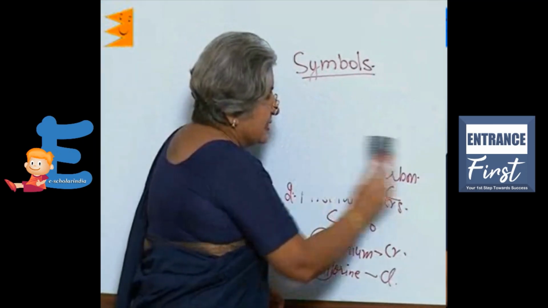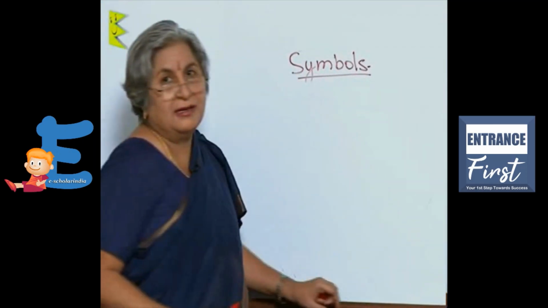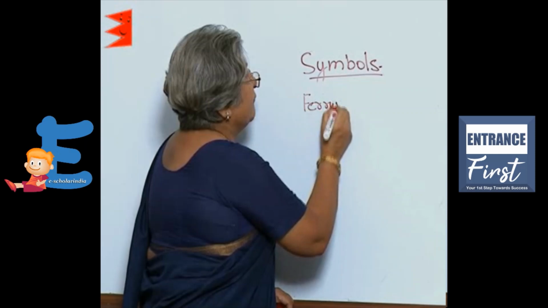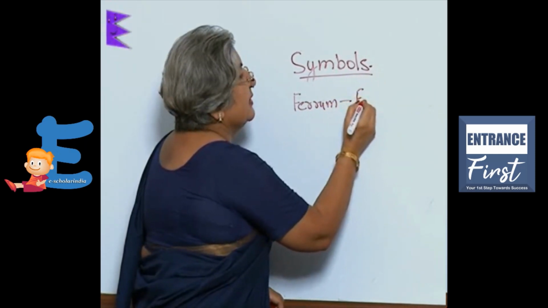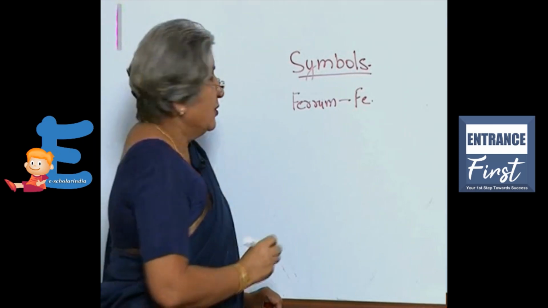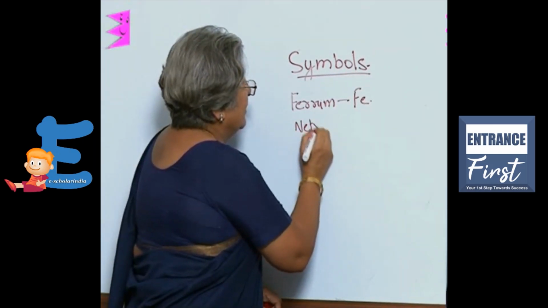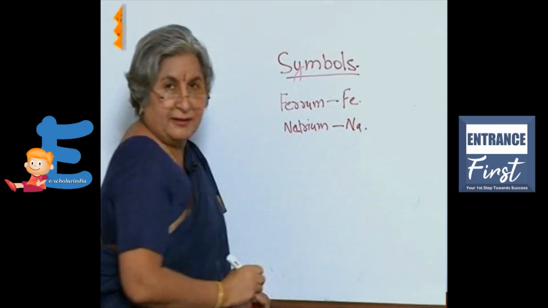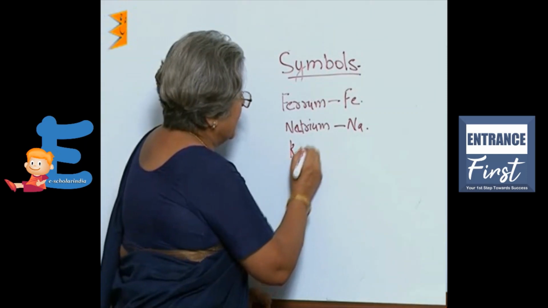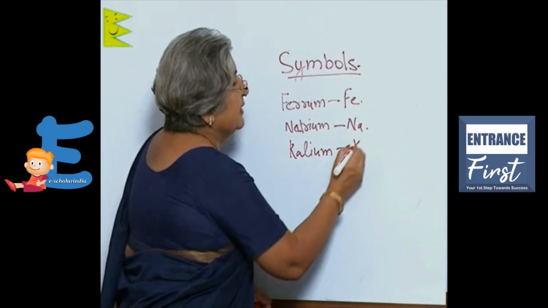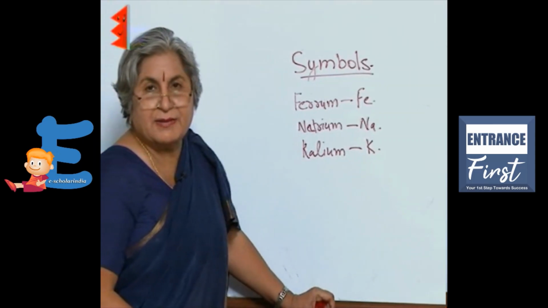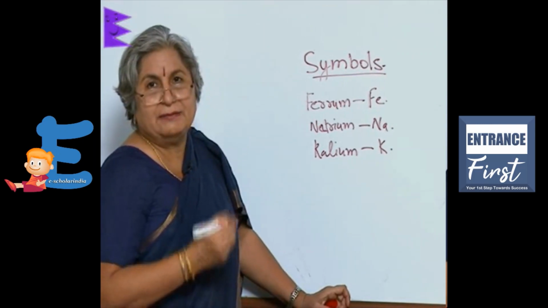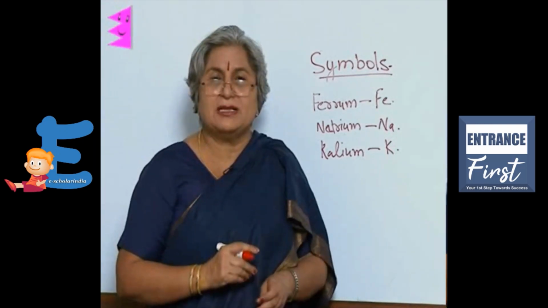In addition to this, some symbols were also derived from Latin names. For example, iron in Latin is known as ferrum. So, it was given a symbol of Fe. Sodium in Latin is natrium. Symbol is Na. Potassium is kalium. Symbol is K. Similarly, cuprum, Cu. So like this, a certain pattern was set by which all the elements were given symbols.